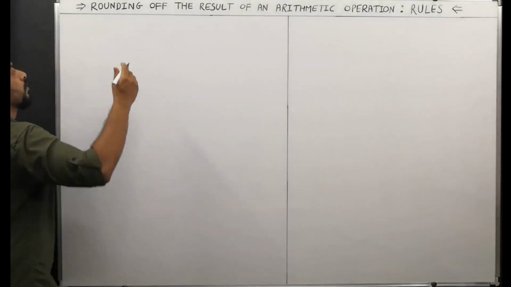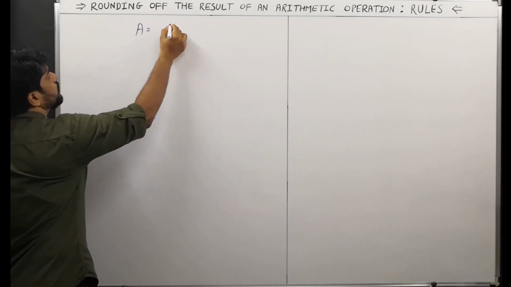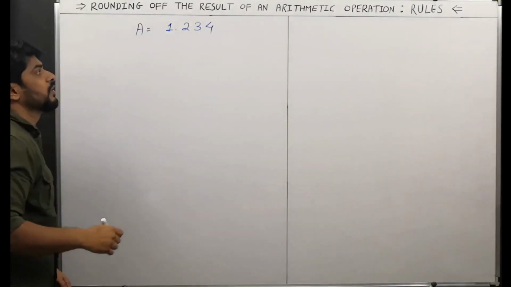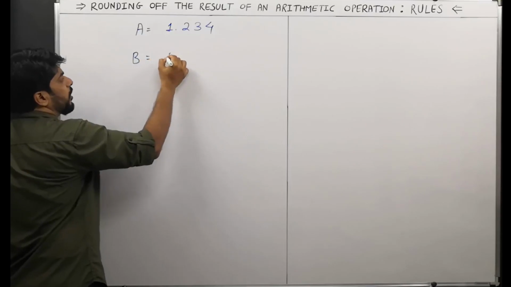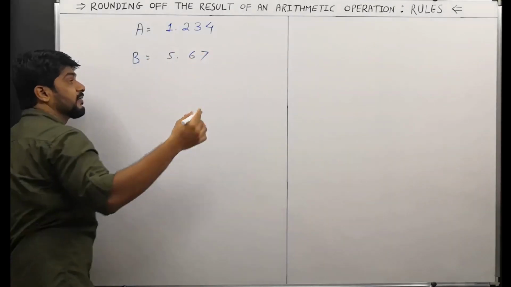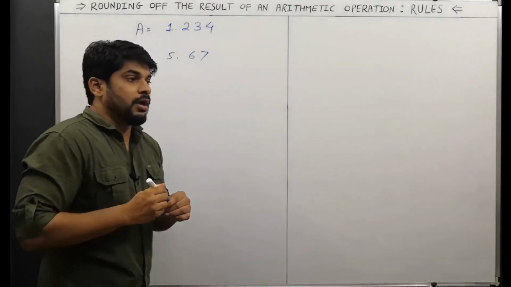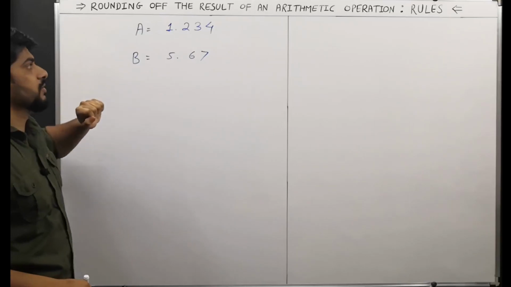Suppose we have got two numbers. Let's say A is equal to 1.234, just an example. And let's say we have another number, B, equal to 5.67, just an example, nothing else. Now just notice these numbers and see the difference.